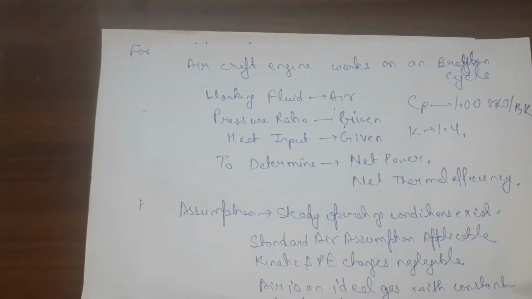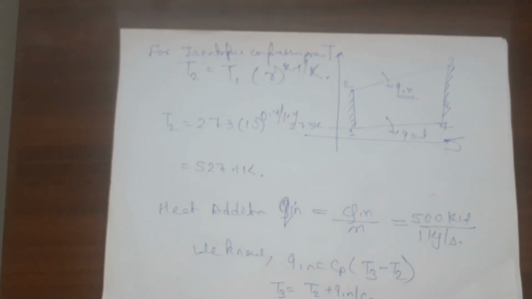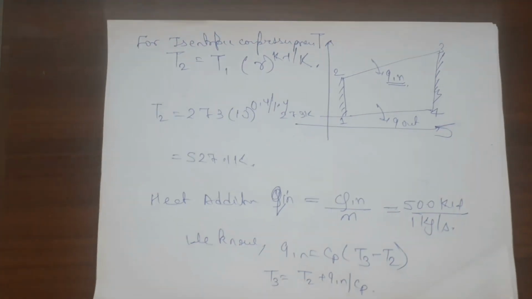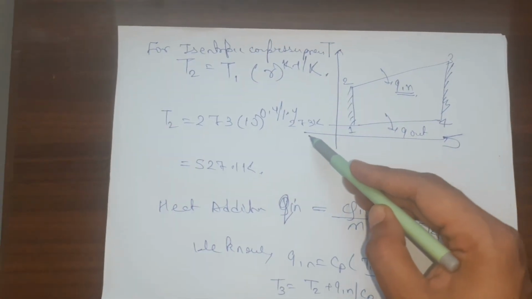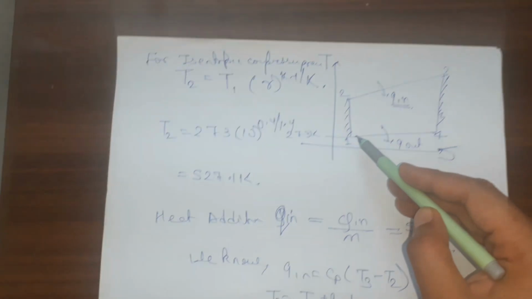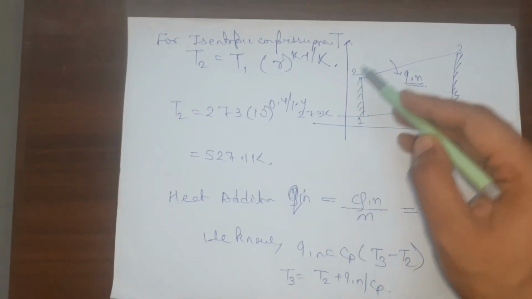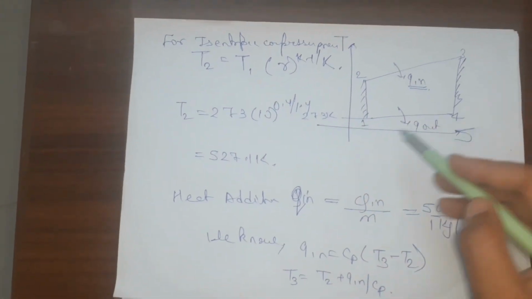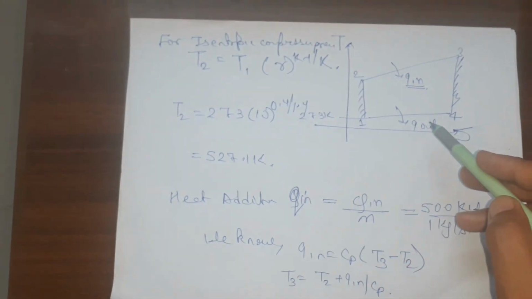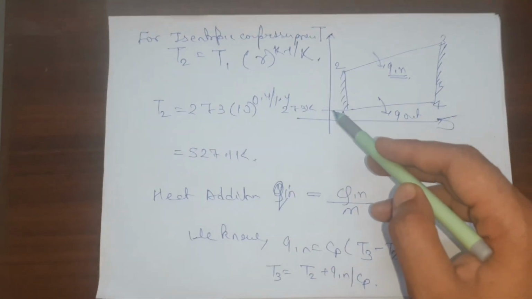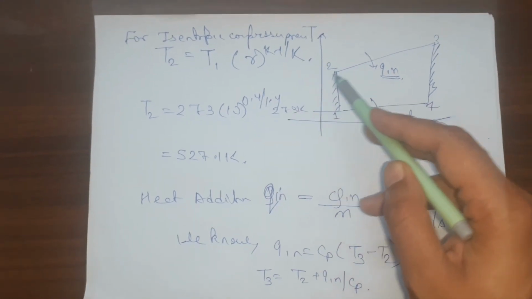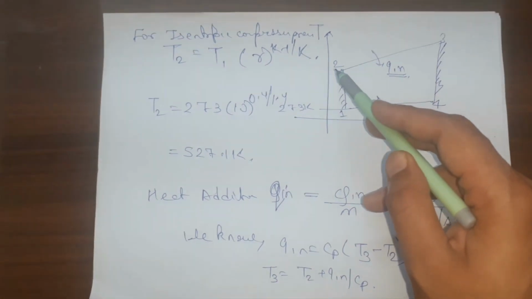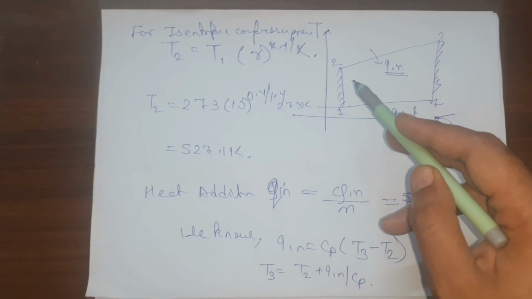Moving further, this is the diagram of the process. We can see that the initial temperature is given as 273 Kelvin. This is the first point, second, third, fourth. So this is a particular cycle. The T versus S diagram is given, and this is an isoentropic compression process, 1 to 2 isoentropic compression.